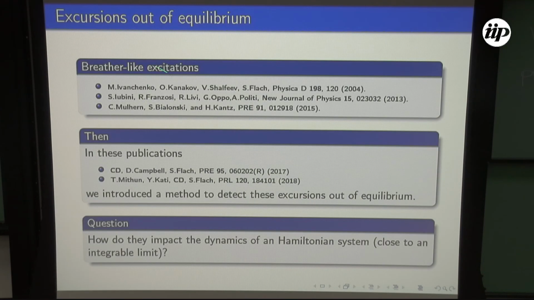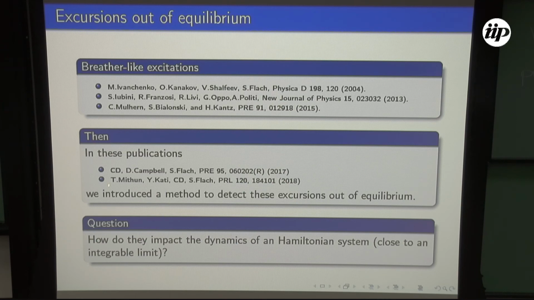Here is a small list of papers that are talking about those. One is also a paper by Sergey in 2004, so more than 10 years ago. Another paper is by Stefano and Antonio Politi. And basically what we did in this publication in 2017 and the following one in 2018 is that we have a method to actually detect and estimate their duration. And by doing that, we then can come up with their distribution.